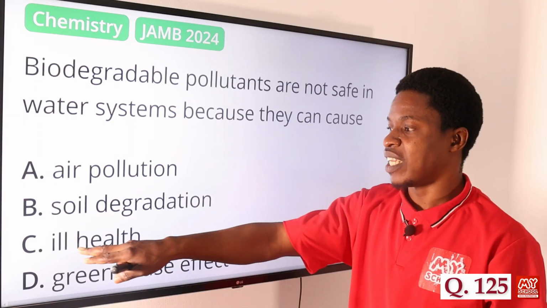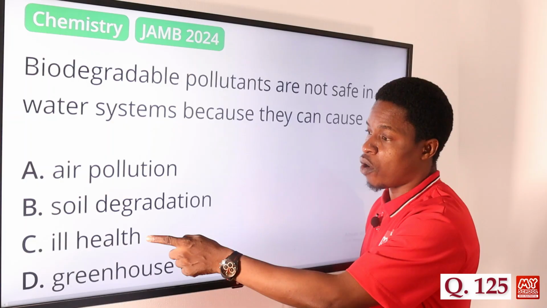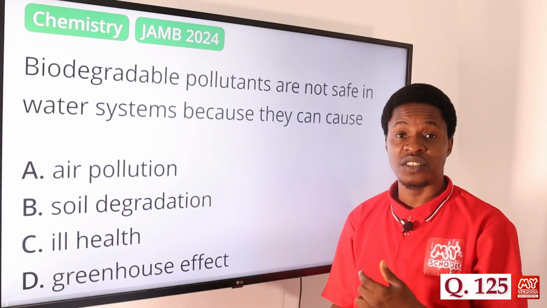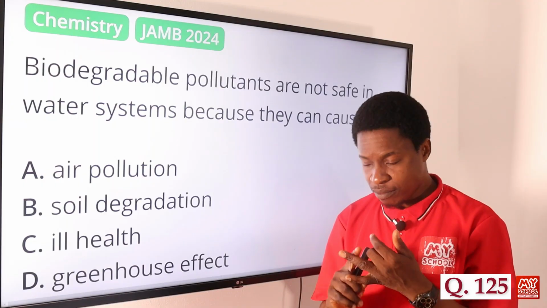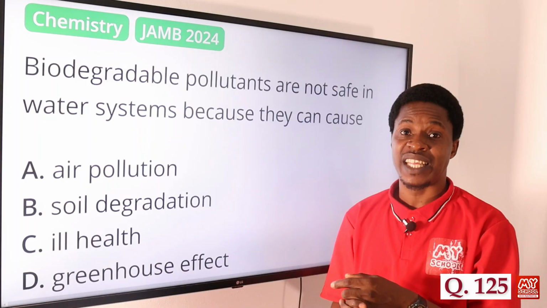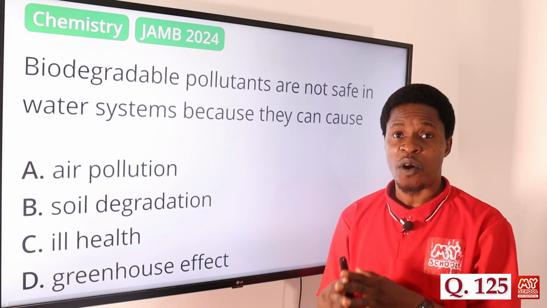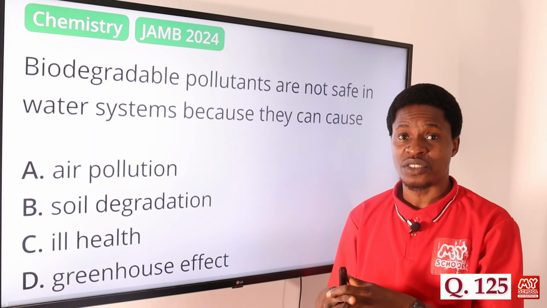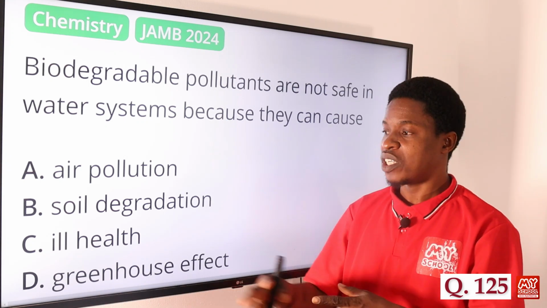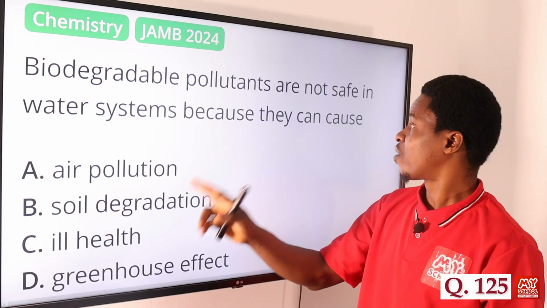Then we have option C, which says ill health. Ill health is more than the soil degradation. Of course, when organisms begin to die, the fishes therein, both animals and plants, and the pollutants get in there, they affect the health of those organisms, they constitute a nuisance to them, and they cause harm to them. So it will cause ill health.